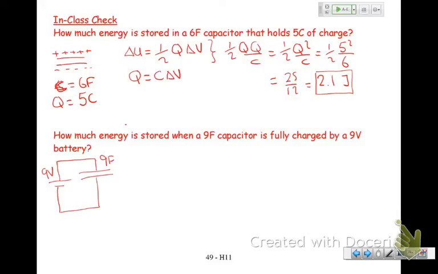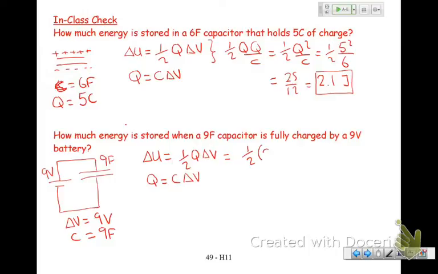9 farads. I'm going to say delta U is equal to 1/2 Q delta V. And what do I know? I know my delta V equals 9 volts, and I know my C is equal to 9 farads. C and delta V, I've got to rearrange something, so charge equals, is that right? Charge equals, yep, that's right. So then I can rearrange. What do I want to get rid of? I want to get rid of the Q because I want it in terms of the other two things.